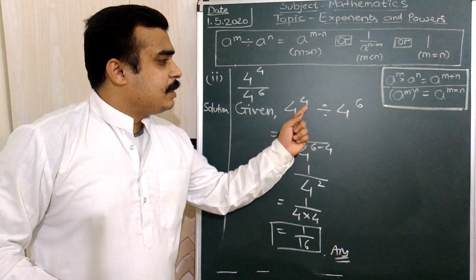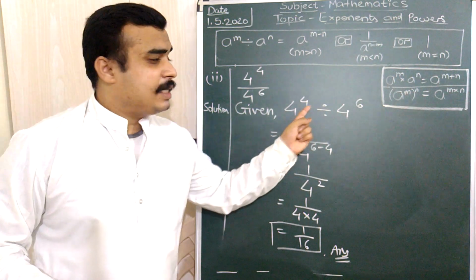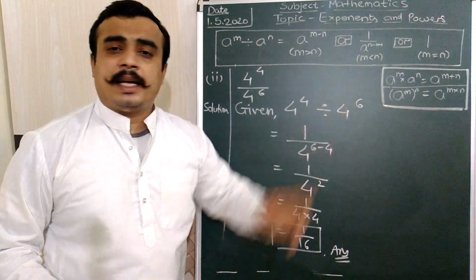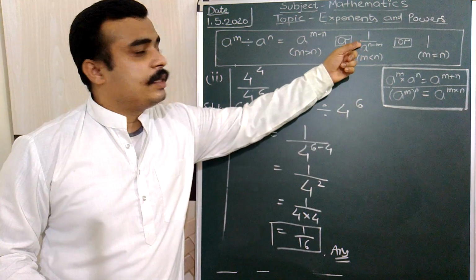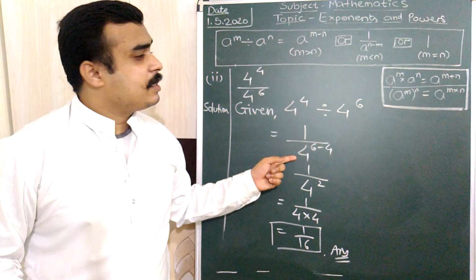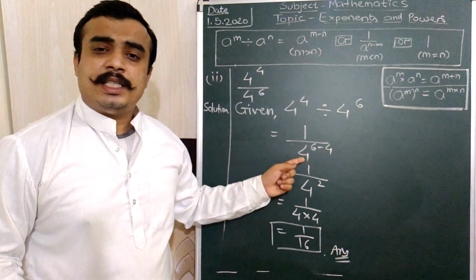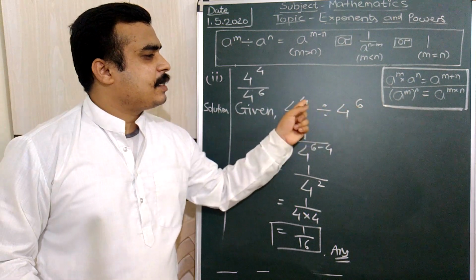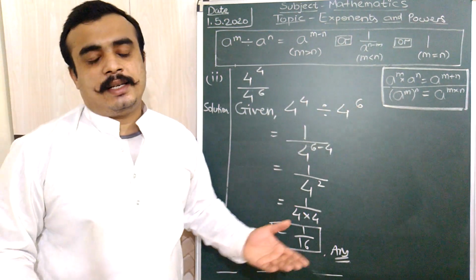So here the first power is less than the second power. That means m is less than n. So we have to use this possibility. So 1 upon a means the base, which is 4, then 6 minus 4, that is n minus m. Now let's see another example.